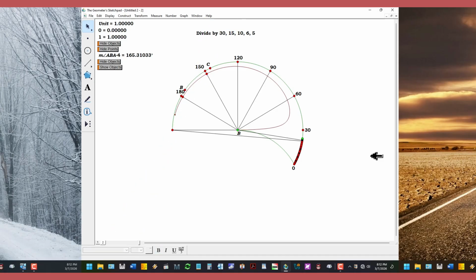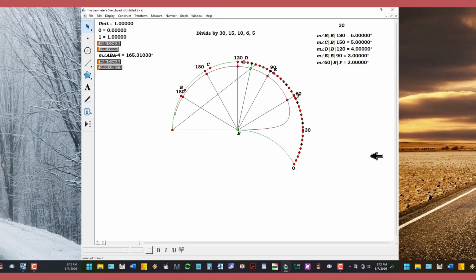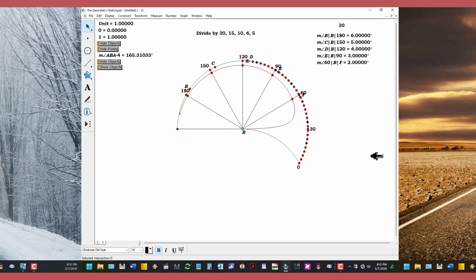After 30 we'll divide it in half, for 15. The third point will divide it into 10, the fifth point into 6, and the sixth point into 5. All you have to remember is the numerator is in the center, the denominator is on the circumference. This goes back to Euclid.